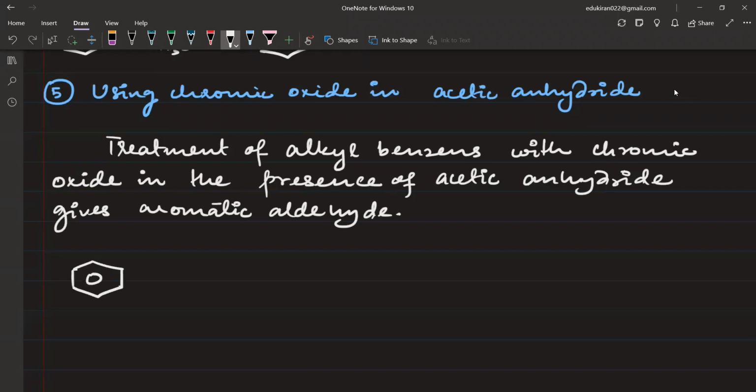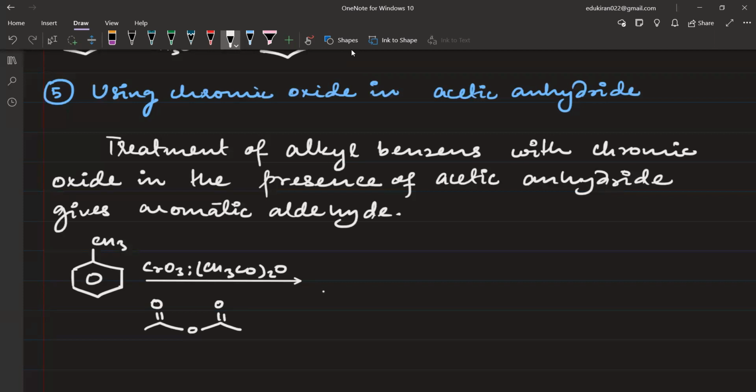Please write it. Here again, same thing: a benzene ring with a CH3 group. The reagent that we are going to use here is CrO3, and here only we are going to use (CH3CO)2O. What is this (CH3CO)2O? This is acetic anhydride. Okay, and there is a certain temperature that we have to maintain, that is 273 to 283 Kelvin.